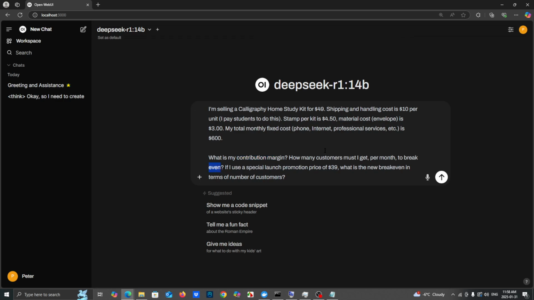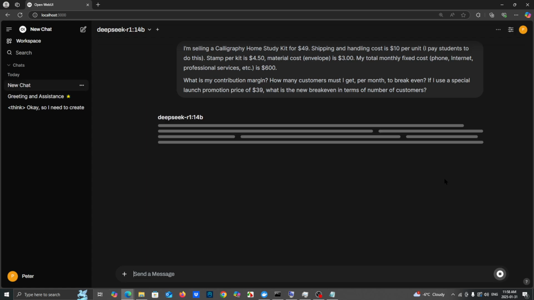And if I change the price from 49 to 39, am I still profitable? And also, what is the new break even? So let's see how it's thinking about this.